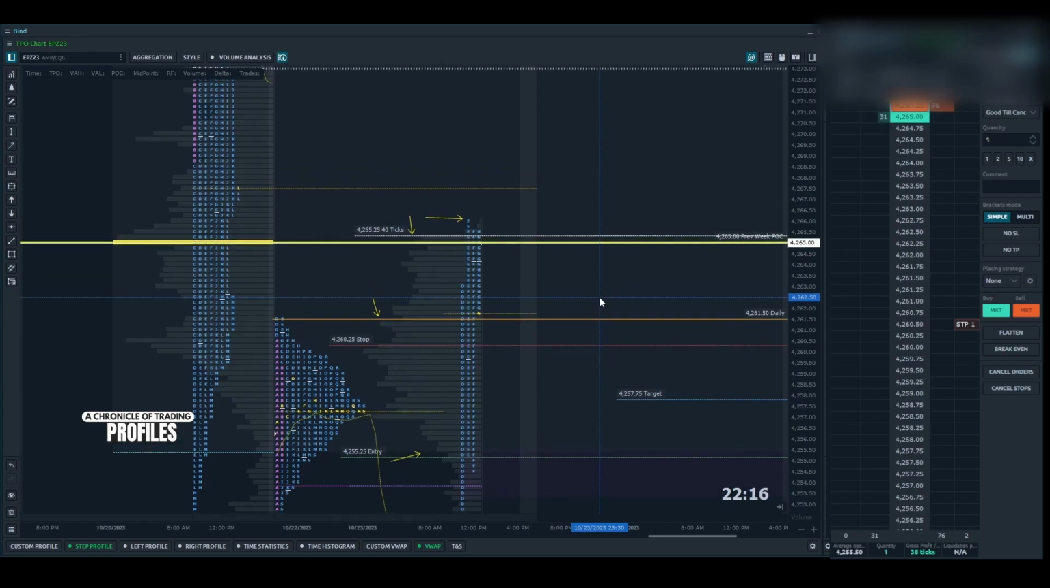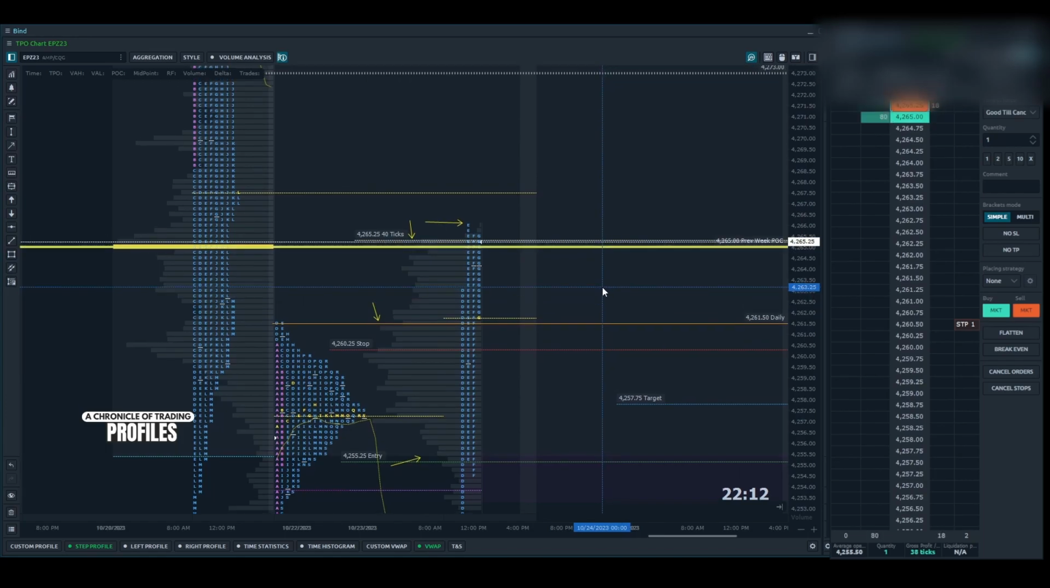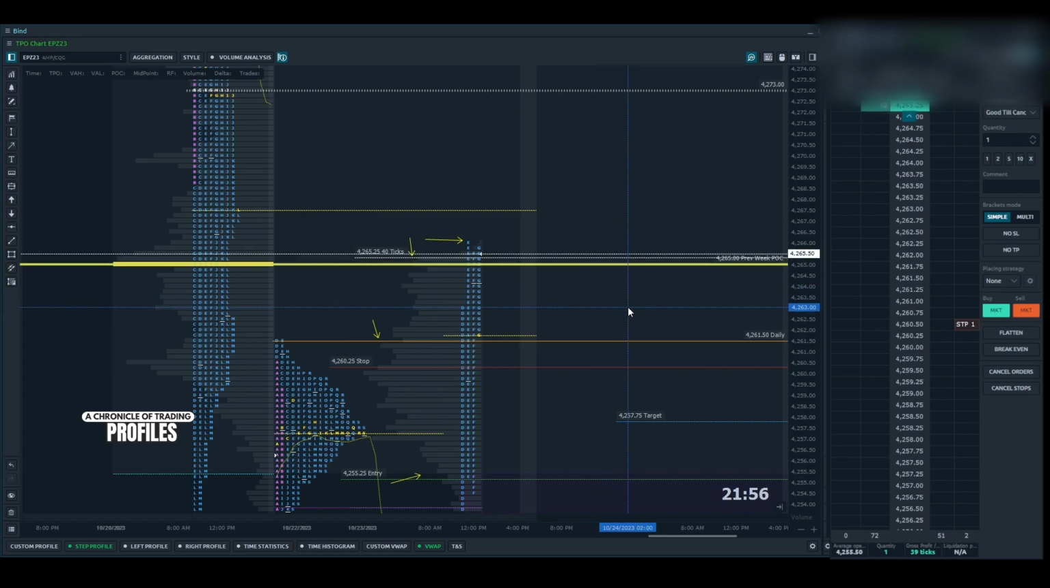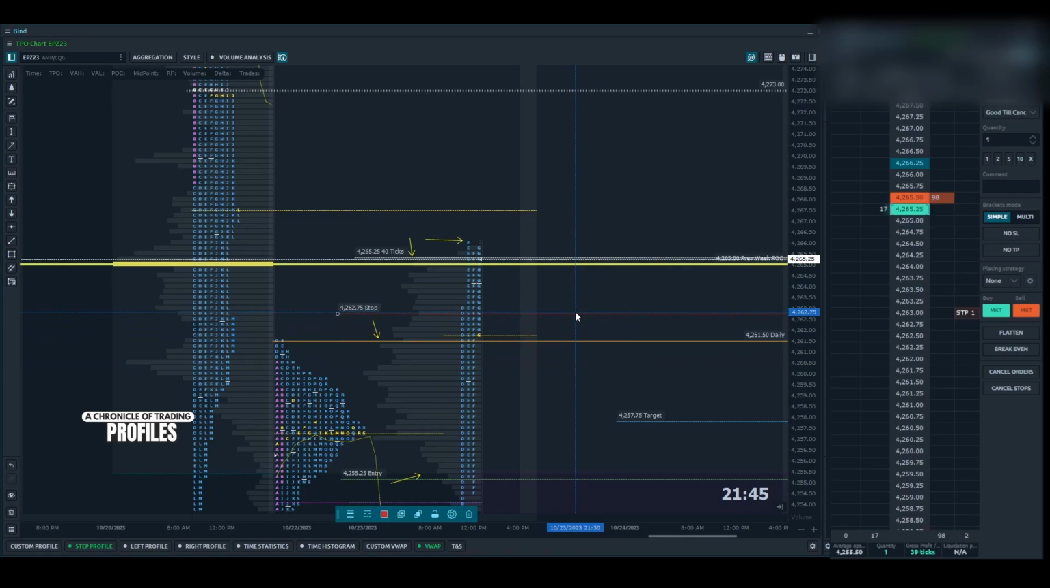Looks like it's trying to break that F. I think I'll move this up just a little bit more. It's either going to break or it's not. I want to be out of this. Now we're up here at 63.